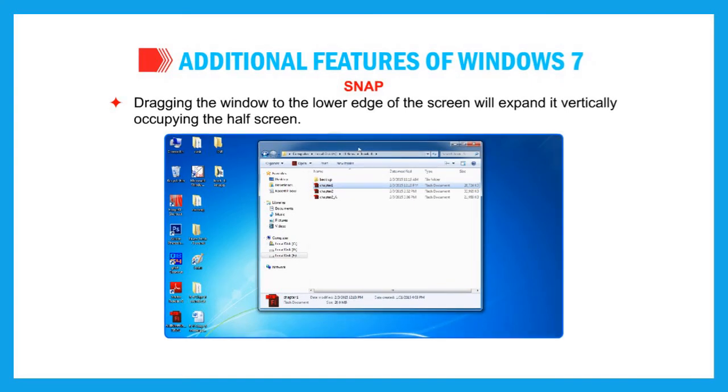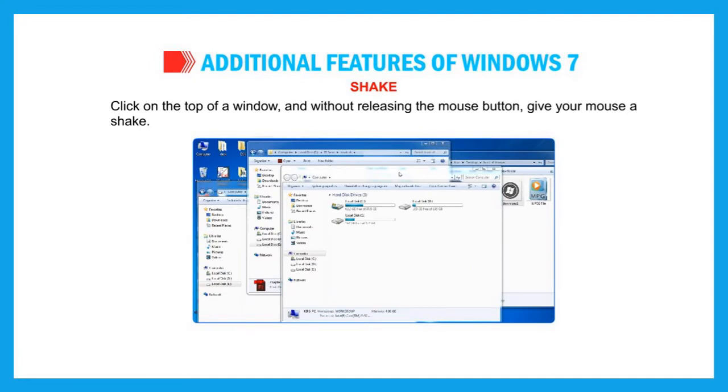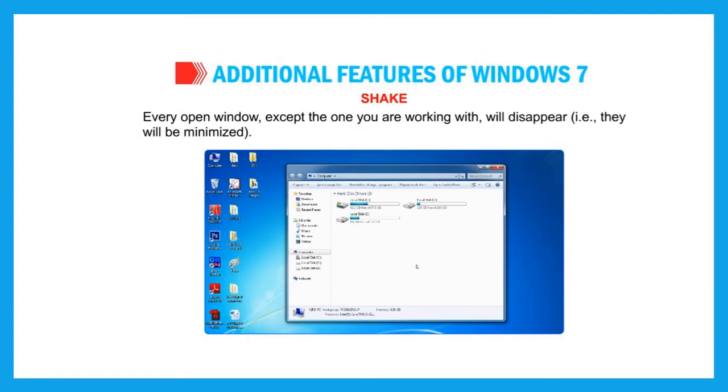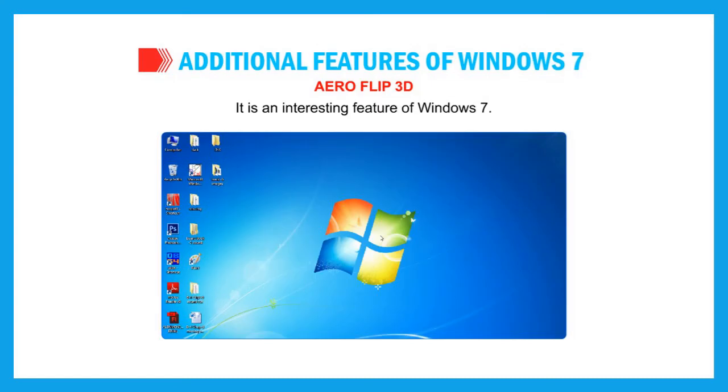Next feature is Shake. Click on the top of a window and, without releasing the mouse button, give your mouse a shake. Every open window, except the one you are working with, will disappear. That is, they will be minimized.